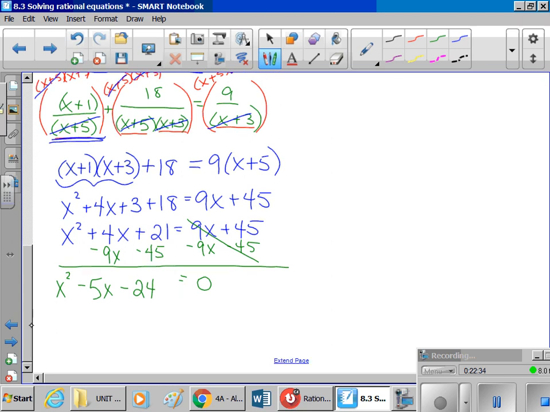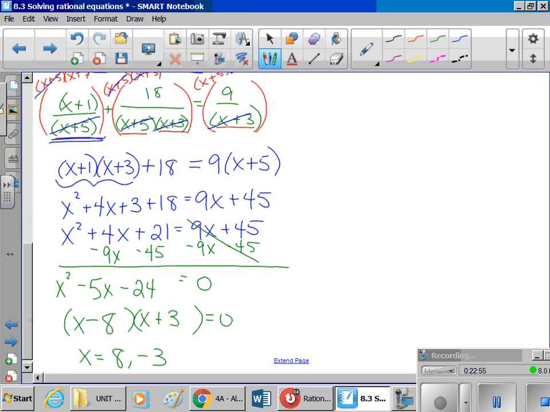And then factor: (x minus 8)(x plus 3) is equal to 0. And I have x is equal to positive 8 and x is equal to a negative 3.